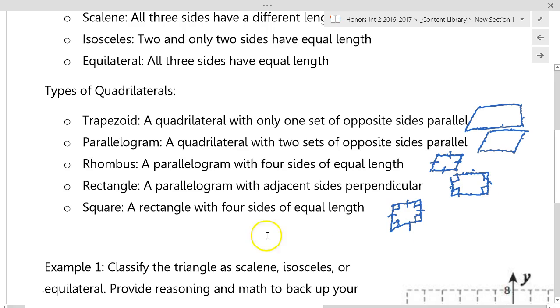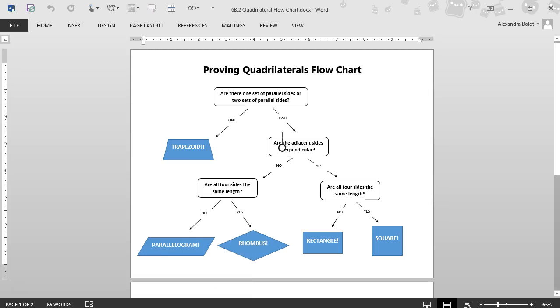To help us out with this, tomorrow I will be passing out this formula sheet that you see here. It's just a sheet that will tell you exactly what question to answer first. So the first thing you're going to see is parallel sides. If there's 1, it's going to be a trapezoid. If there's 2, then I have to ask myself this question. Are they perpendicular? Yes, no. And then ask yourself, are they all the same length? It will help you get used to what questions you have to ask yourself as you're going through these problems. You will not be able to use this on any tests or quizzes, so it is really just to help you while you practice.